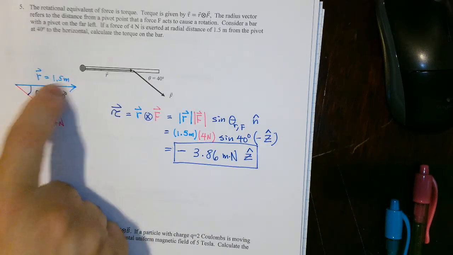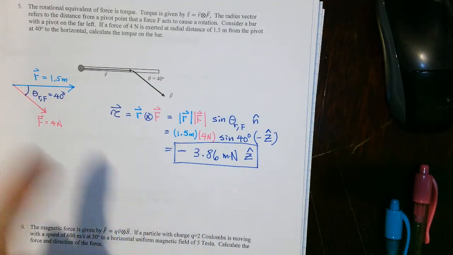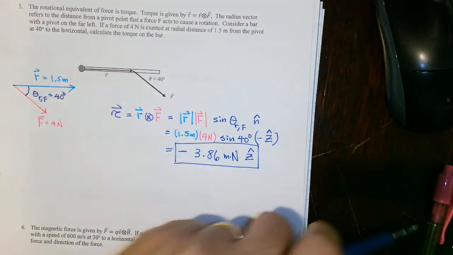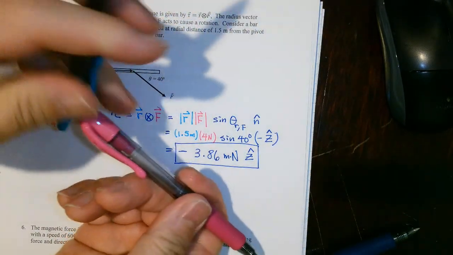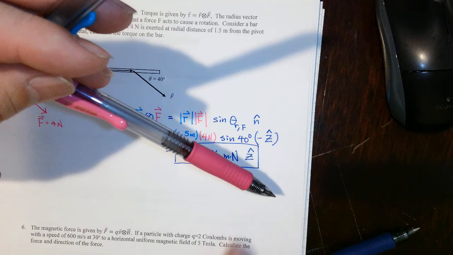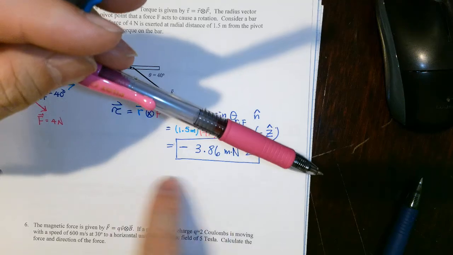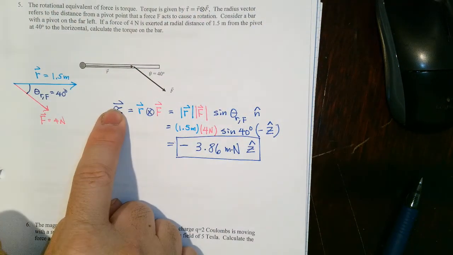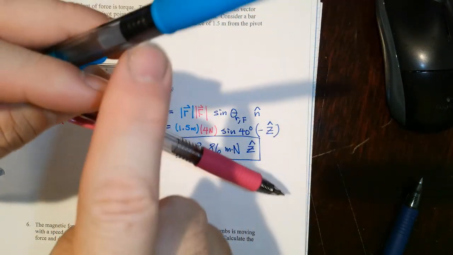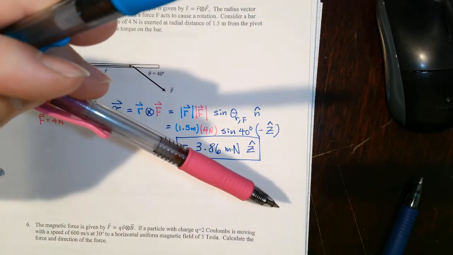But if these are not on the xy plane, and they're like this and one is like that, let's say they're somewhere in space, you won't just get a z hat. You would get x hat, y hat, z hat for your torque. And you won't be able to use this formula unless you know this angle right here.